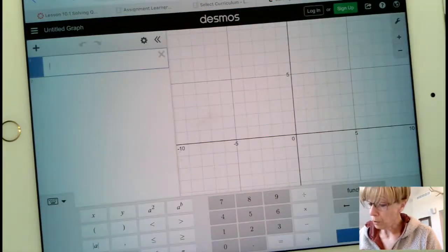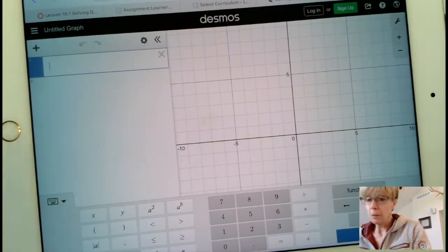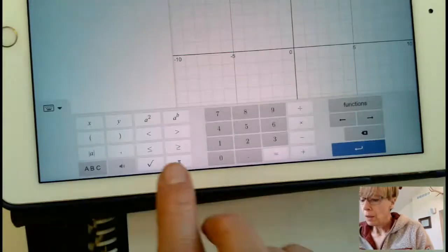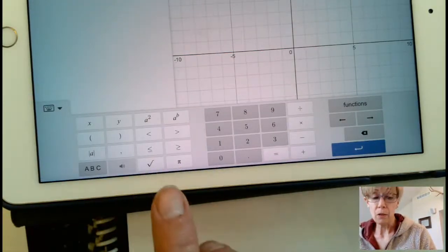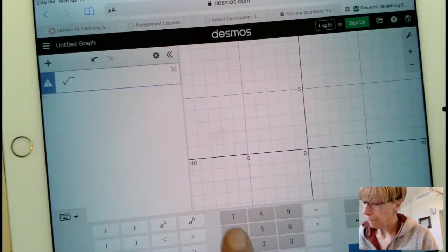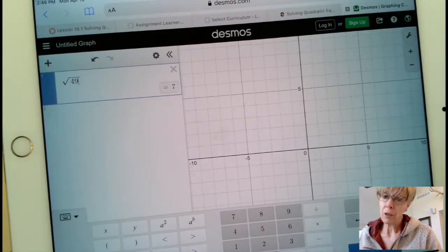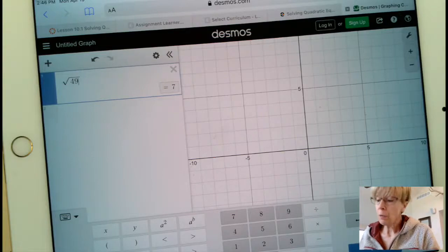It gives us 7. The thing that we need to know ahead of time is not only is the answer to the square root of 49 7, but it's also negative 7. So we write that as plus or minus 7.